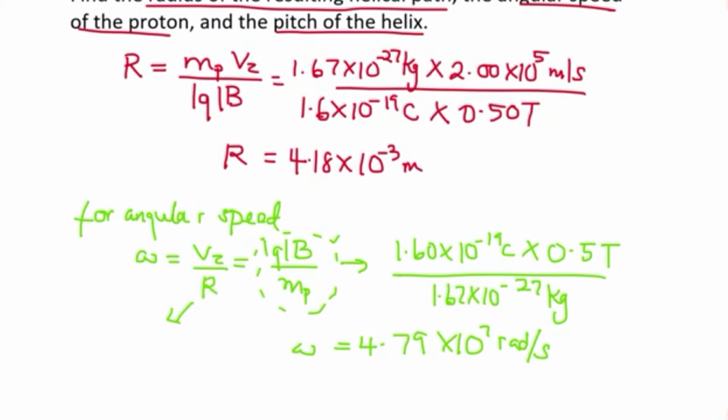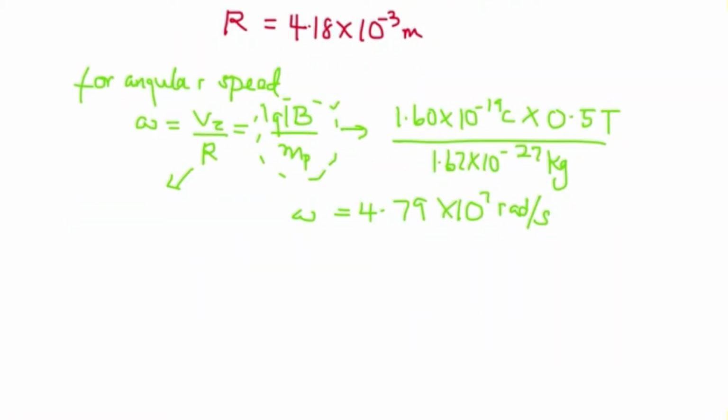Since we're able to figure that out for angular speed, which is based on the angular frequency, what we do next is determine the pitch, that is the distance between two consecutive circles, and this depends on the velocity component that is parallel to the magnetic field. Focusing on the particle traveling along that helical axis, we use the formula: velocity on the x-axis multiplied by the period.